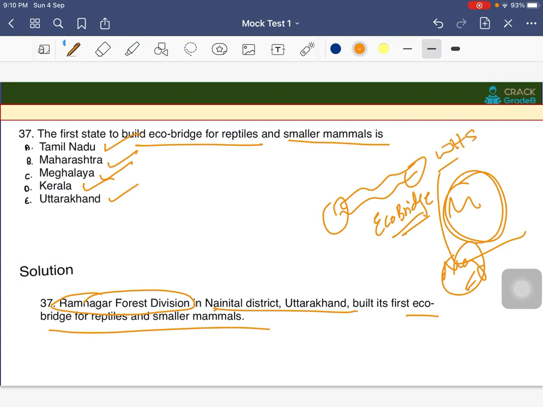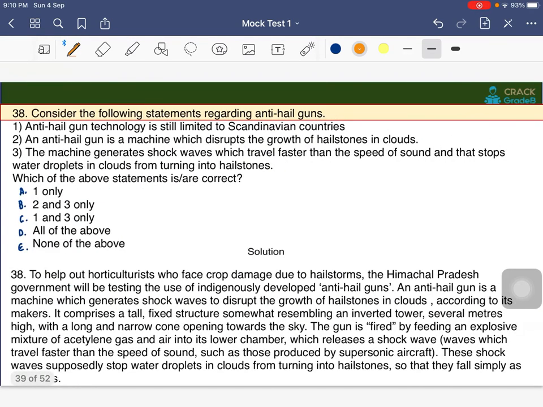Next, consider the following statements regarding anti-hail guns. Anti-hail gun technology is still limited to Scandinavian countries. An anti-hail gun is a machine which disturbs the growth of hailstorms in the clouds. The machine generates shock waves which travel faster than the speed of sound, that stop water droplets in clouds from turning into hailstorms. Which of the options are correct? The option is B. Only 2 and 3 are correct.